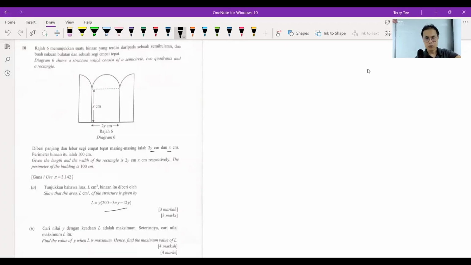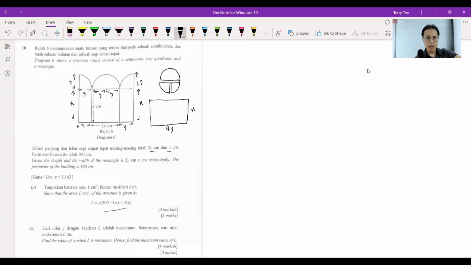Area of the diagram. Okay, we know this is 2y. That means the diameter is 2y, radius is 1y. Since this is a quarter of a circle, this is also 1y, this also 1y. And since this is x, this part is also x, this is also y, this part is also x. Since this is y and y, added together the total is 4y. So for me, I will join together 1 semicircle plus 2 quarters of a circle to make 1 circle. As for the other one, the rectangle, I will take this as 4y and height as x.